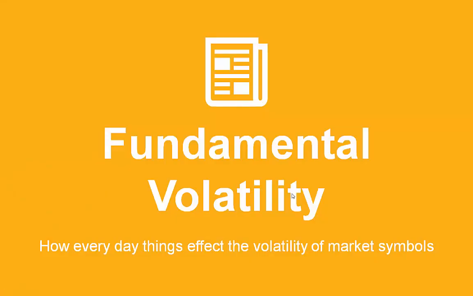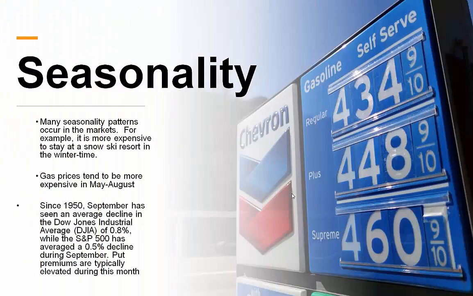One that we might look at first is fundamental volatility. This is how the everyday things within a company impact volatility. Think about seasonality. Different companies have different seasonal patterns. If you're trading an energy stock or a ski resort, there are different periods that have different seasonal patterns.